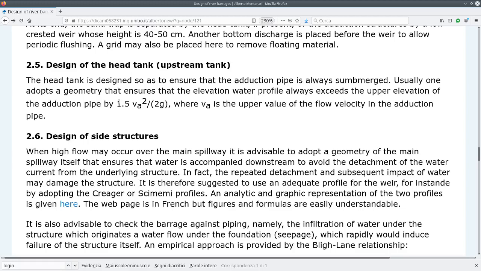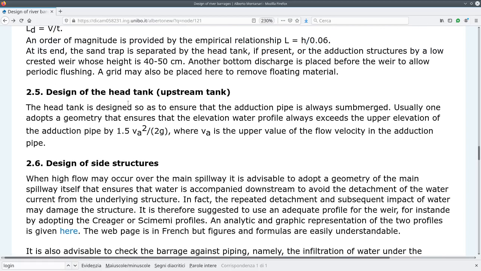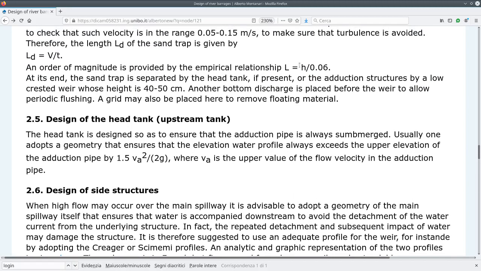Again, this is a rule of thumb which is used for the preliminary design, but it provides a quite accurate estimate. This is a quite accurate estimation, while the last rule of thumb I gave you for the length of the sand trap is more approximated.